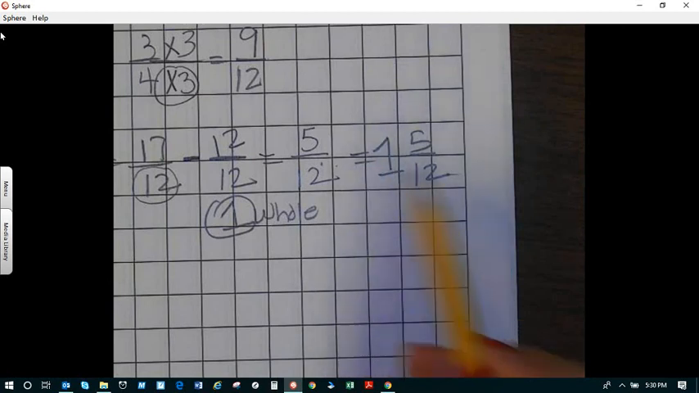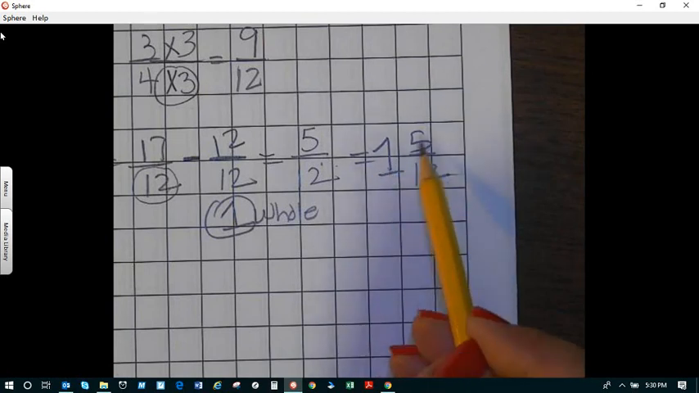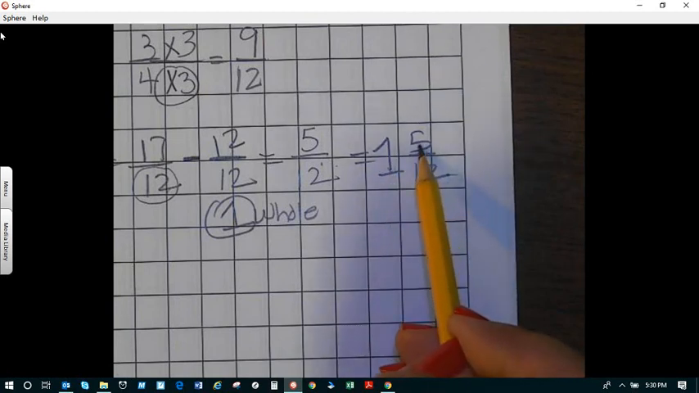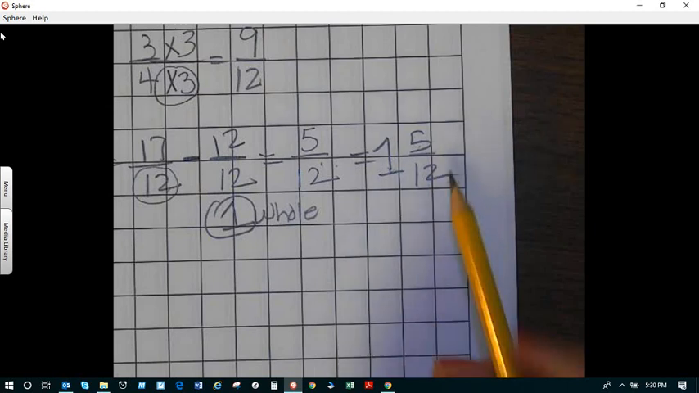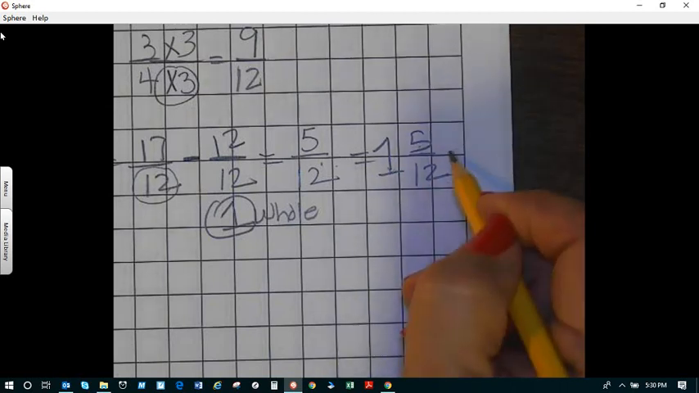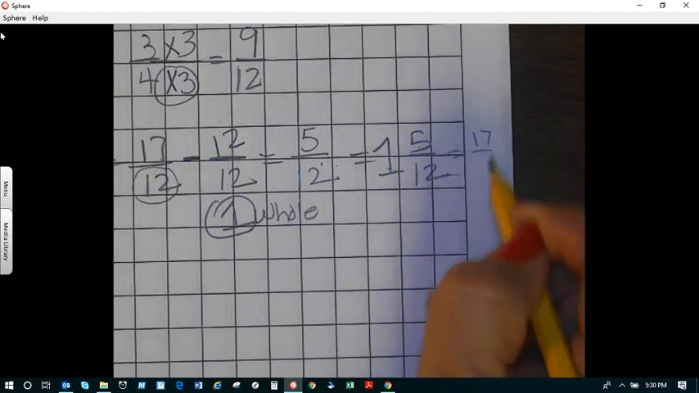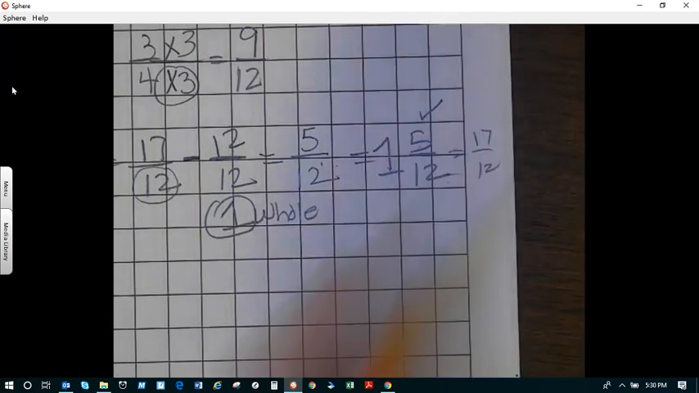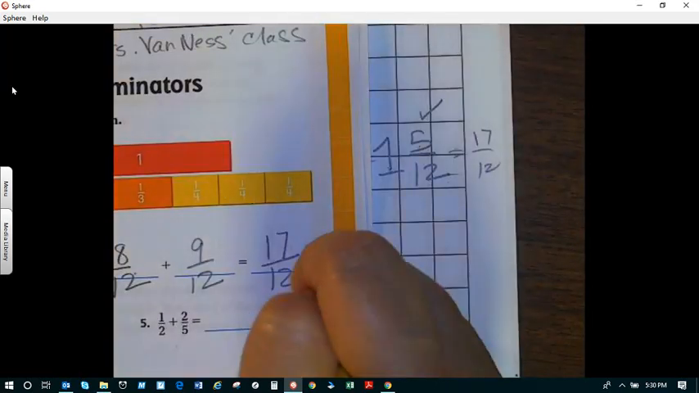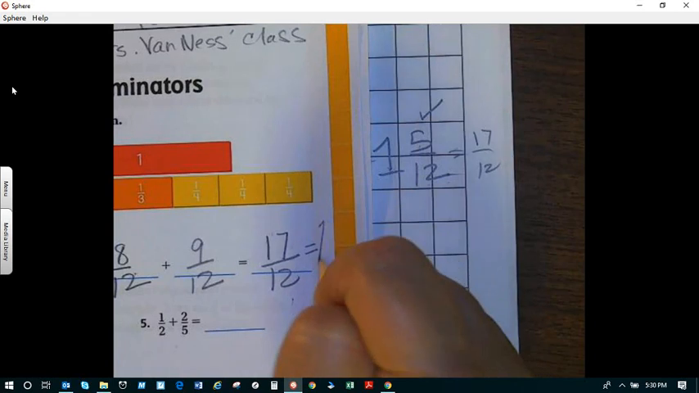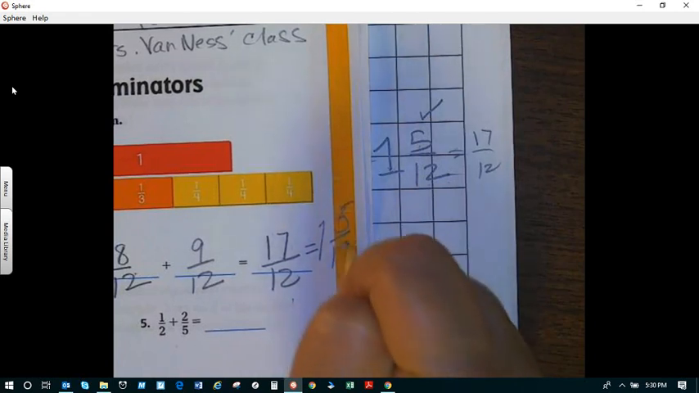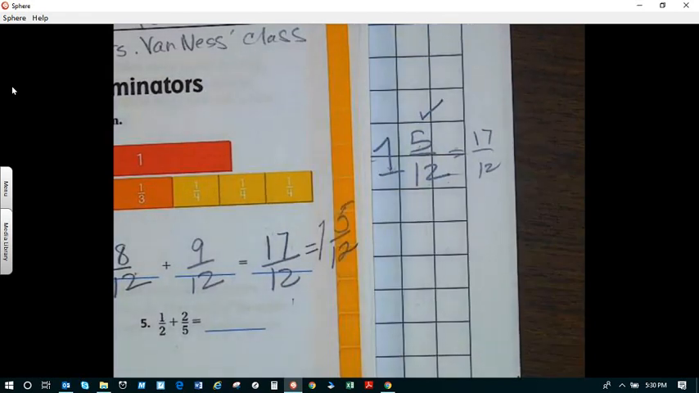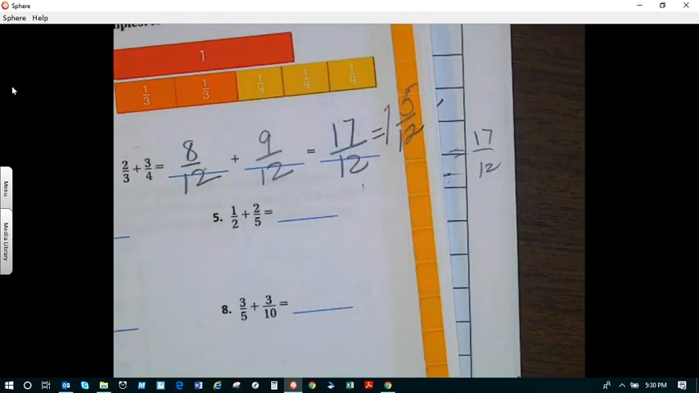So I have 1 and 5/12. To check my work, we said it was taking my denominator. 12 times 1 is 12 plus 5 is 17 over 12. And so I know my answer is correct. So here, I needed to simplify this into its lowest terms. So it's 1 and 5/12. Okay? There we go. All right, let's go to number 4.